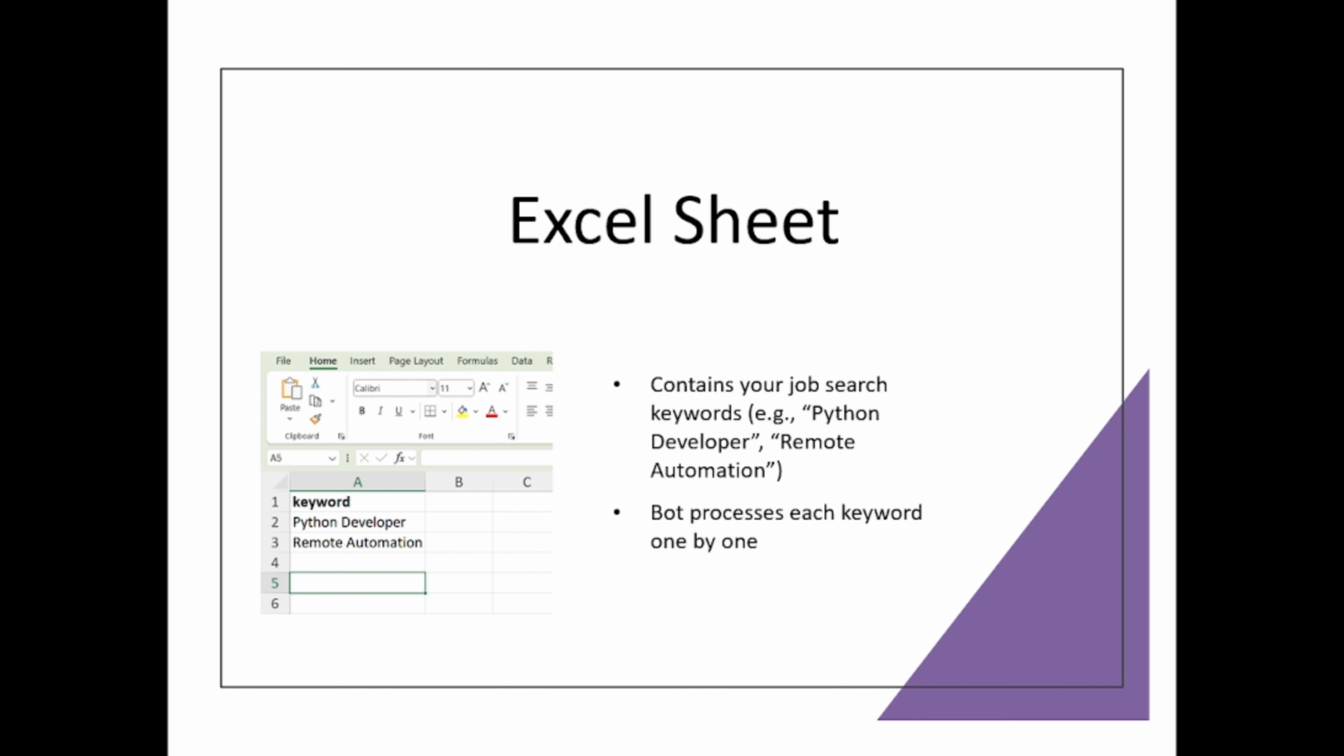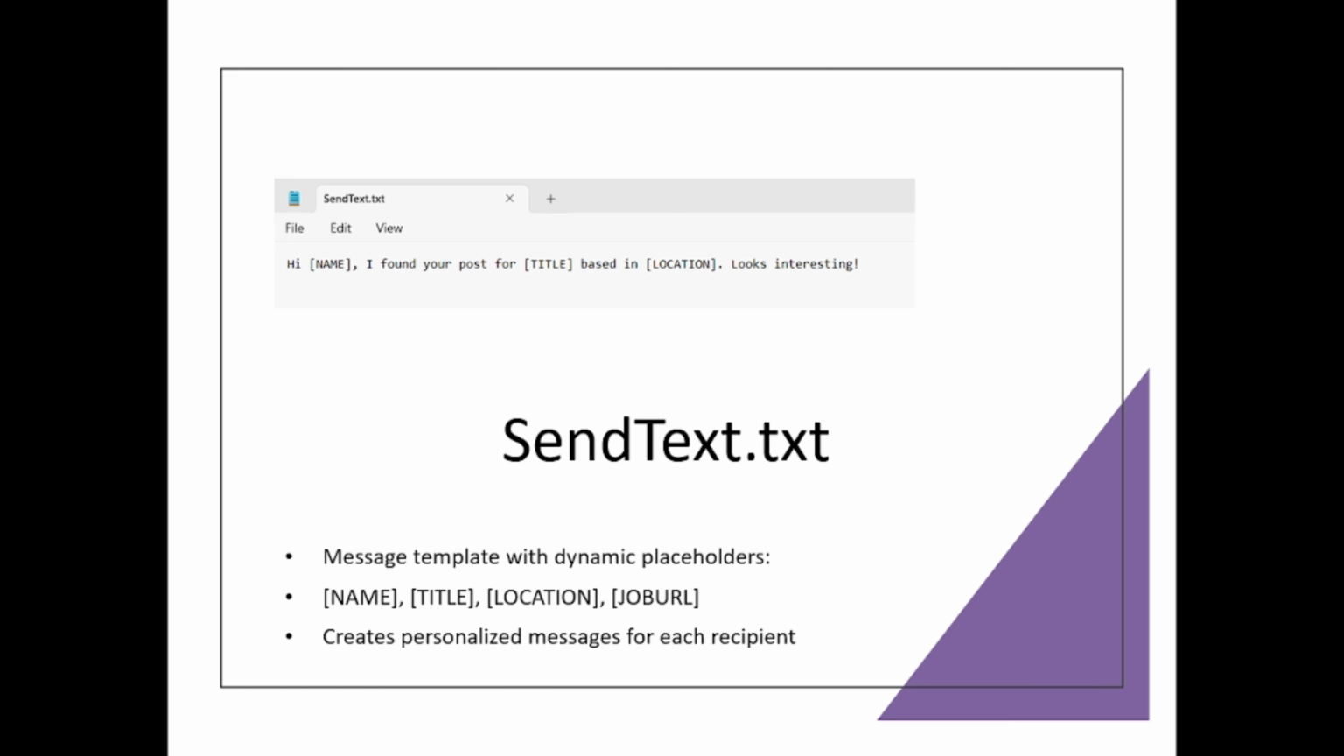Okay, so here's a quick rundown of the files we will use to configure the bot. The first one is JobKeywords.xlsx. This file contains all your job search terms. Just one column called keywords is enough. The second one is SendText.txt. This file holds your message template. You can use placeholders like name, title, location, and job URL to create a personalized message.